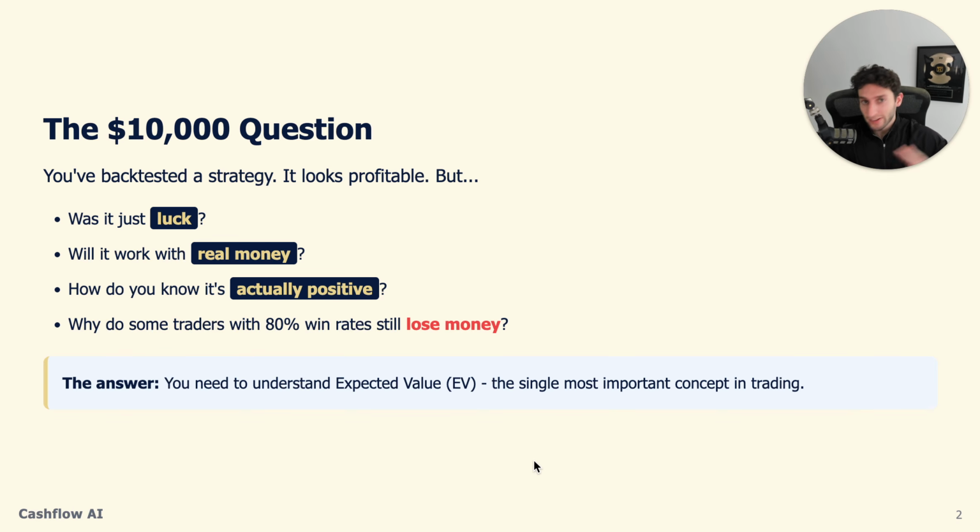So let's dive into it. Now, the $10,000 question, you're all wondering: if you've backtested a strategy and it looks profitable, but you don't know if it was luck, and you don't know if it's going to work with real money, how do you know it's actually positive? And the main question: how can you still have an 80% or a 90% win rate and still lose money? The reason is that you need to understand EV, or expected value, the number one most important concept when it comes to trading.